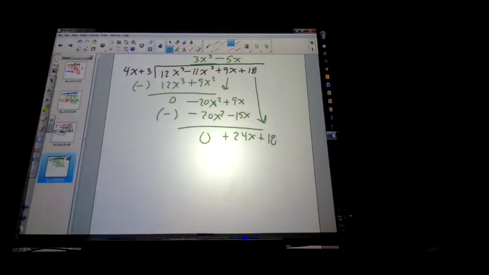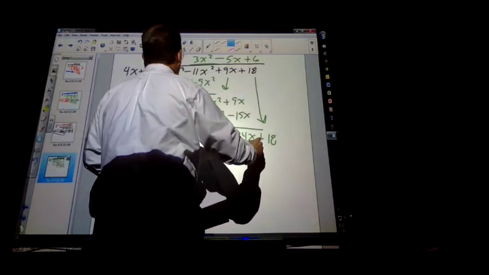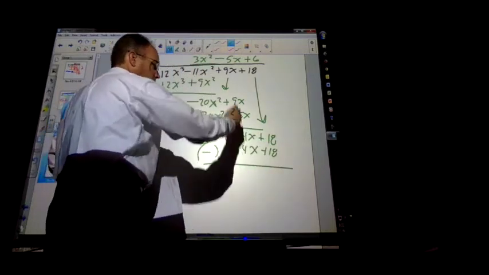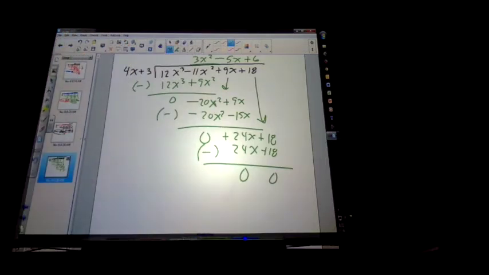So what do I have to multiply times 4x to get 24x? 6. So plus 6. So I'm subtracting these. What do you think that means? There's no remainder. So what can you tell me about 4x plus 3 with the relationship of 12x to the third minus 11x squared plus 9x plus 18? It goes into it. So it's A, starts with an F. Factor. Thank you for going with that. Is that okay? It's a factor of it because there's no remainder.